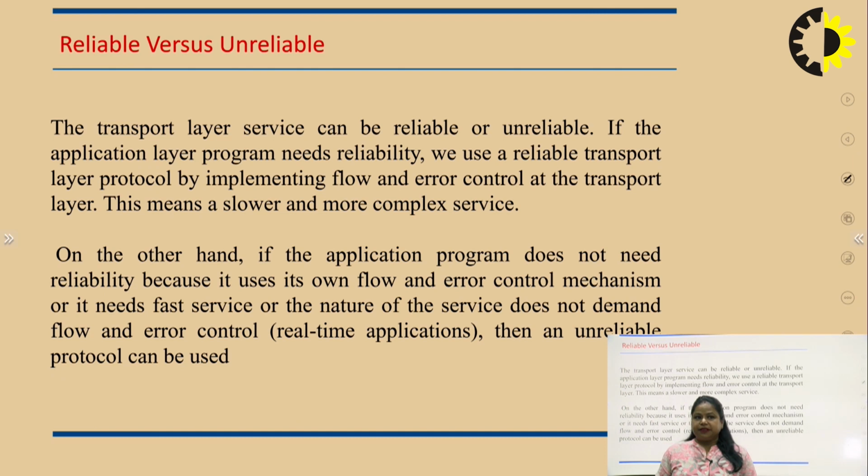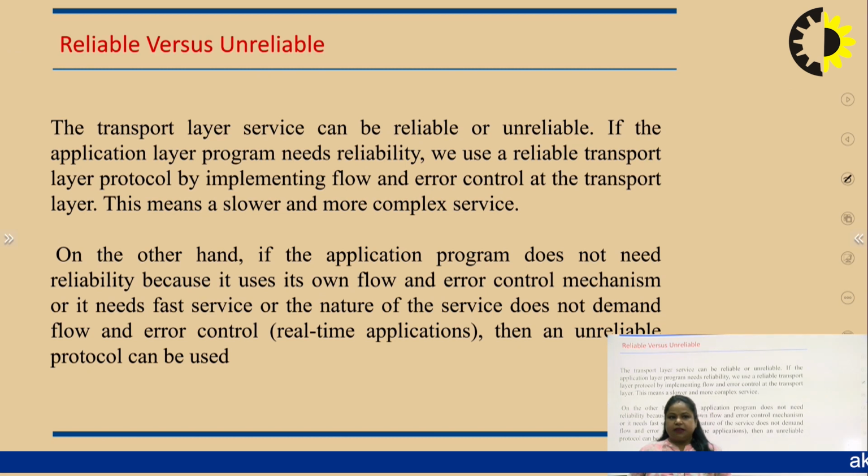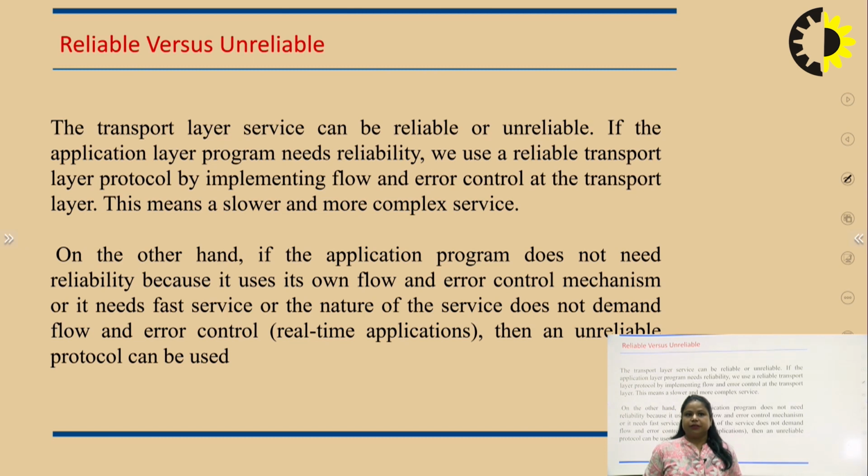We are using a reliable transport layer so that we can implement flow and error control at the transport layer. It means that if we are providing error and flow control, the service is slower and more complex. In that case, the application program does not need any reliability because it uses its own error and flow control mechanism, or it needs such a fast service that it does not demand error and flow control. Then an unreliable protocol can be used.